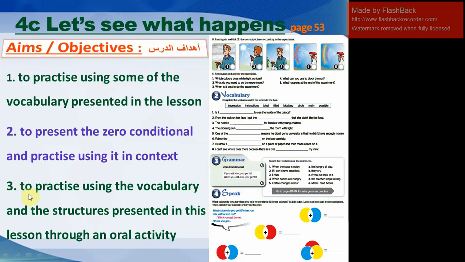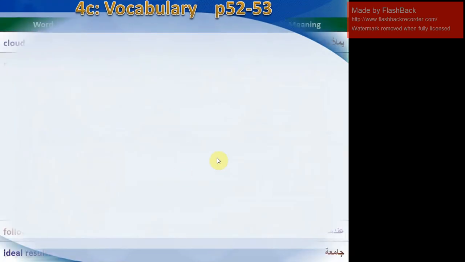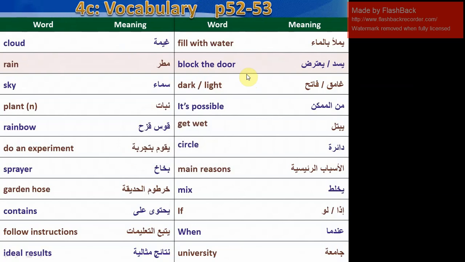Number 3. To practice using the vocabulary and the structure presented in the lesson through an oral activity. In the speaking section here, we will use the words or the vocab and the zero conditional in an oral activity, speaking. Let's start with the vocabulary. You should memorize these words, so please try to repeat after me.